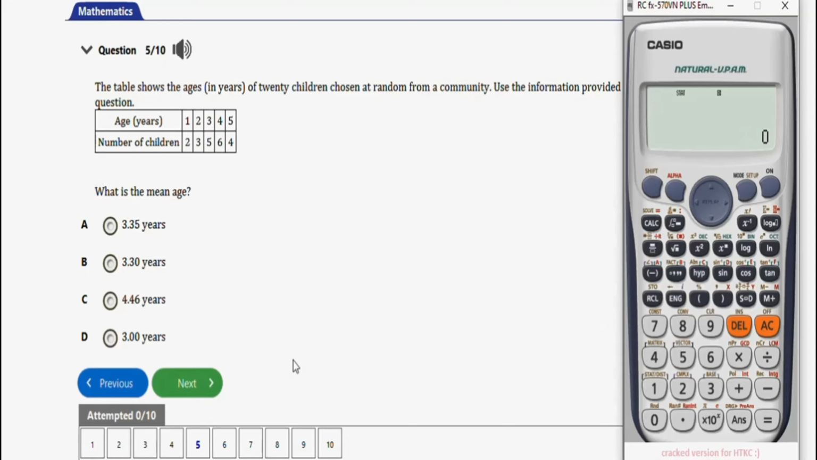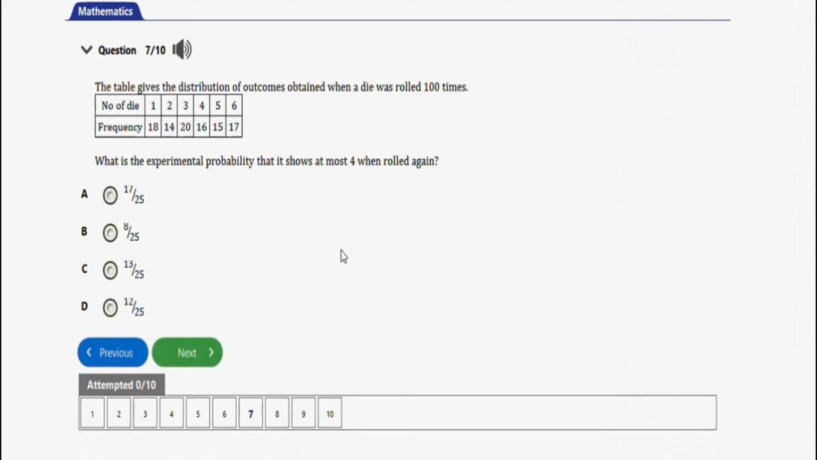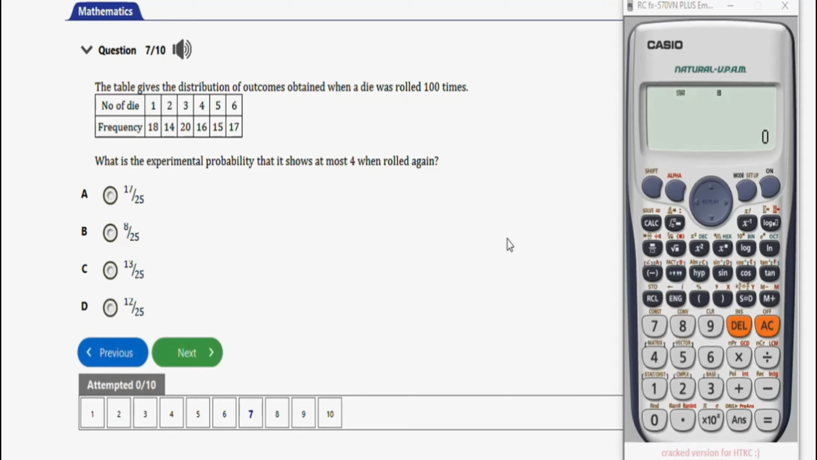Let's look at the next question, which is this one. It says the table gives the distribution of outcomes obtained when a die was rolled 100 times. What is the experimental probability that it shows at most 4 when rolled again? So let's calculate and solve this. Very simple. For this question, let's remove the STAT mode and put it in mode option 1.